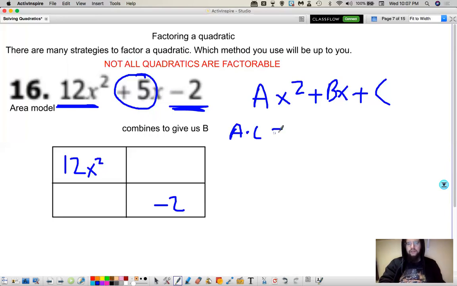C is 12 times -2, which is -24. Okay, so I've got to think here. I have factors of 24. Now it's a negative, so one's positive, one's negative, so we're going to subtract. So 1 and 24, no. 2 and 12, no. 3 and 8. Oh, hey, there we go. 3 and 8.